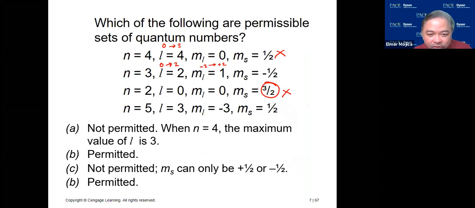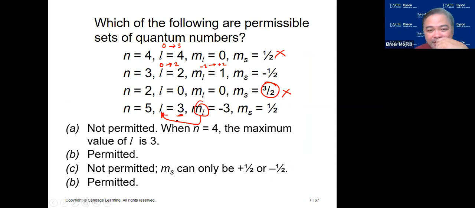You cannot have a 4 because the l is just a 3. The value here depends on what's given here. So if you have a 4 there, then you can have the positive 4, from -4 to +4. Okay.